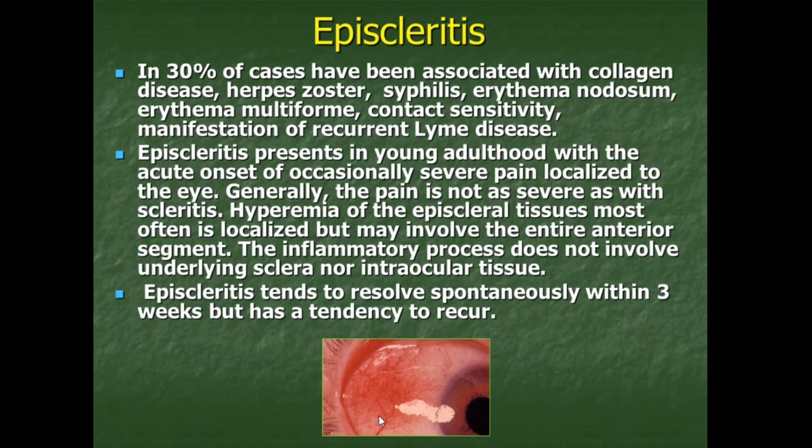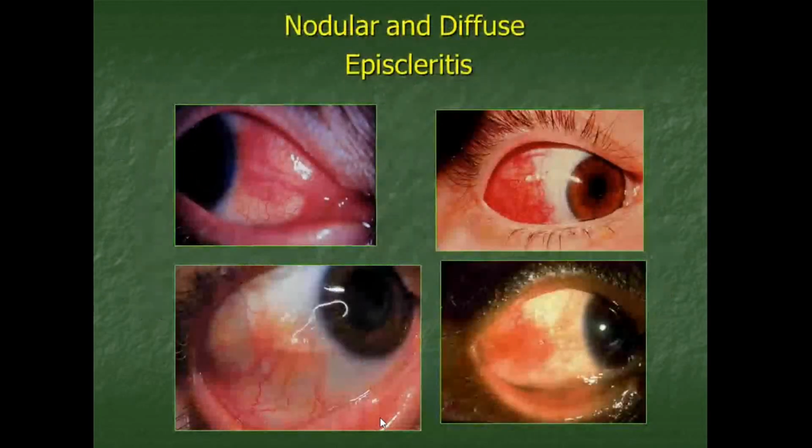Usually, episcleritis presents in a young adult, and the patient usually complains of pain, which is localized in the eye. The inflammatory process does not involve the underlying sclera and intraorbital tissue. Episcleritis usually resolves spontaneously after 3 weeks, but may recur.